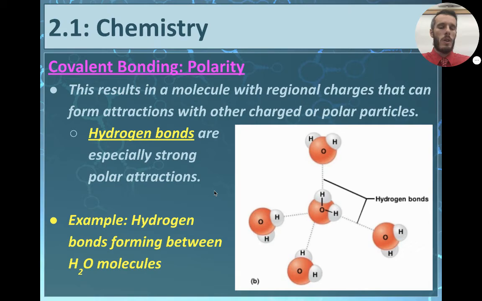So as a result, you have these attractions that are weaker than an ionic bond, but they can still be strong. Okay, so hydrogen bonds that occur between water molecules, between the negative oxygen and the positive hydrogen, are going to hold them closer together. So that produces things like surface tension, and some other various characteristics of water that are unusual for molecules.